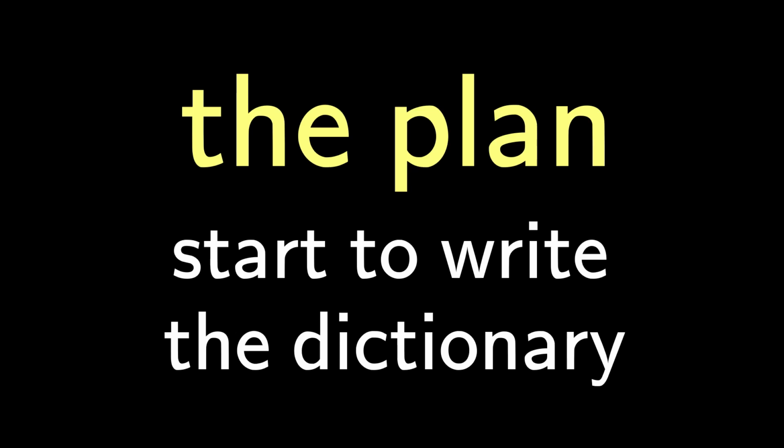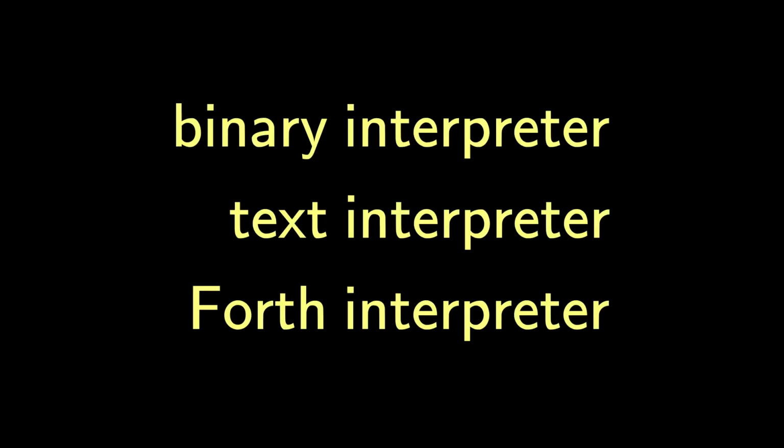We're going to write 3 interpreters. First, a binary interpreter that deals with a binary input stream, byte by byte, with a few commands to help us manage addresses. Then, a primitive Forth interpreter called the text interpreter that recognizes whole words made of non-white space characters. And finally, a proper Forth interpreter.